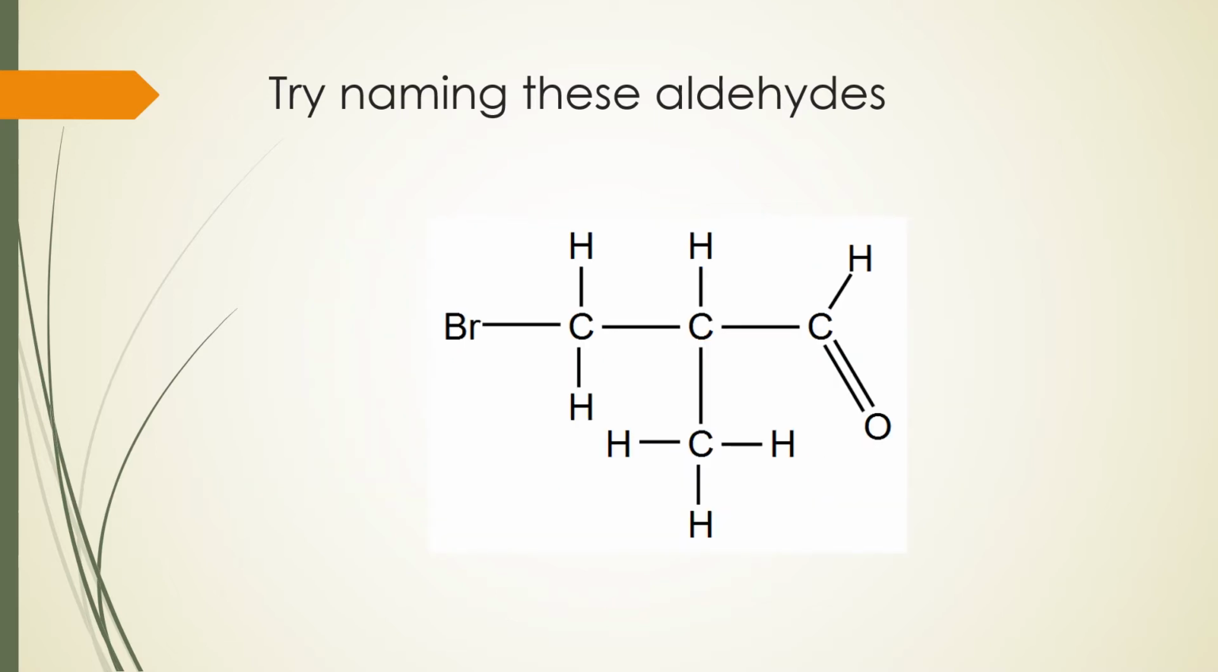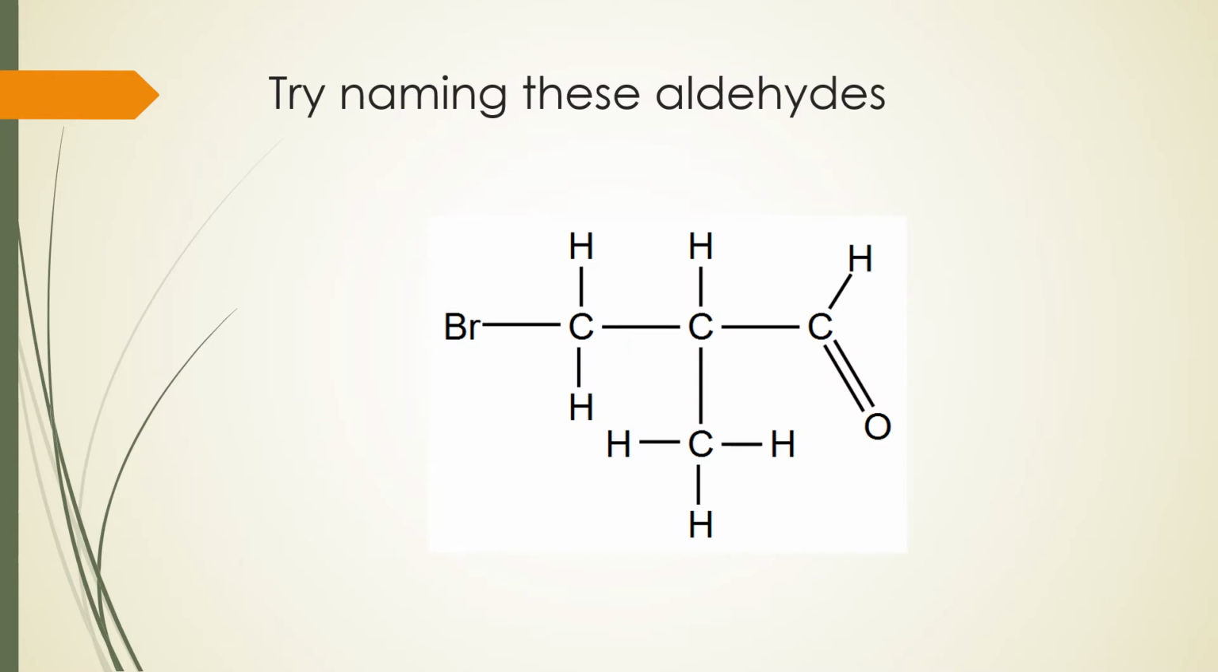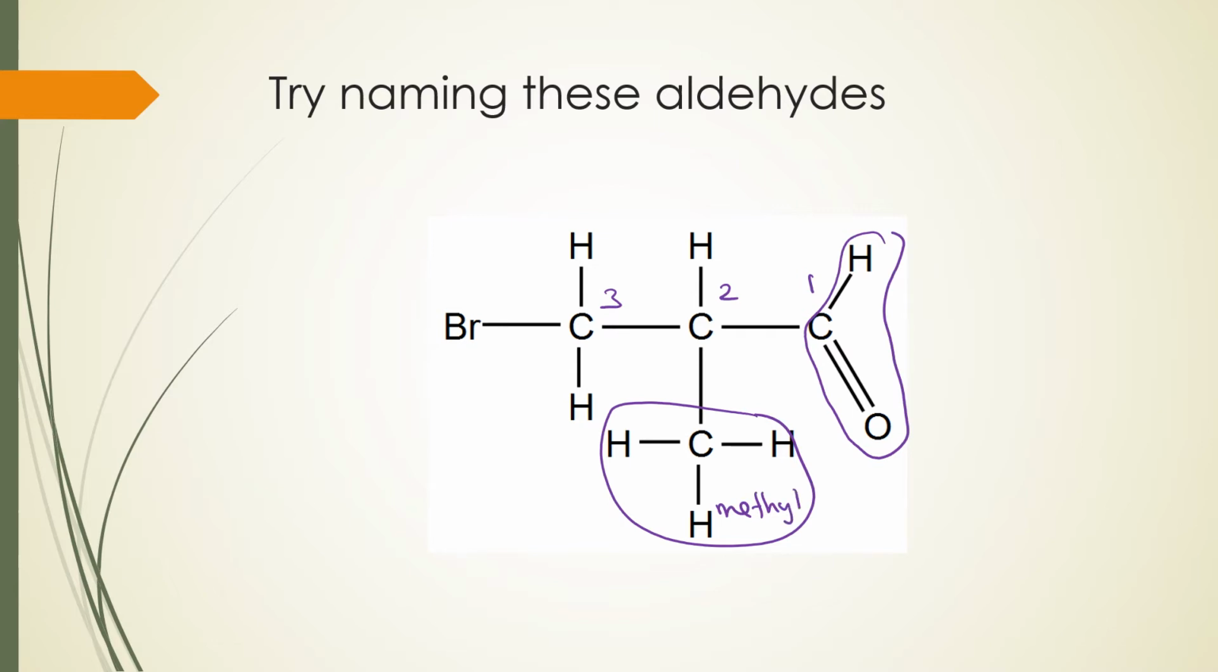Now let's have a go at naming this aldehyde. Stop the video and try it. So this will be our CHO group. It's on carbon number 1, 2, and 3. We have a methyl group. So this will be propanal, methyl propanal, and we have a bromo on carbon number 3. You'll notice I didn't have to put a number in for the methyl group because there's only one position it can be.